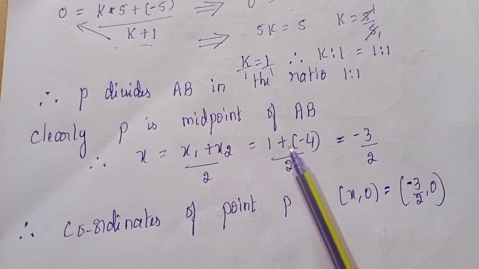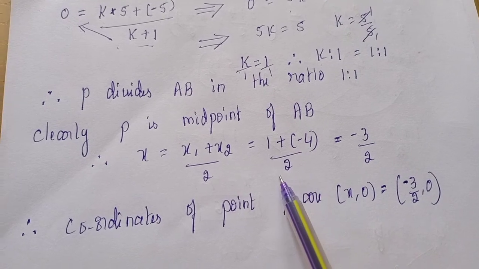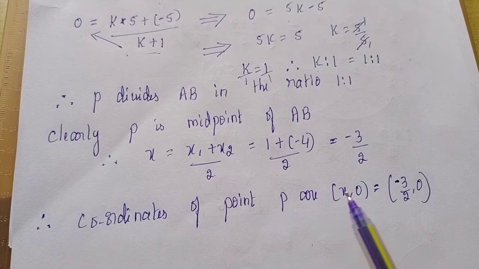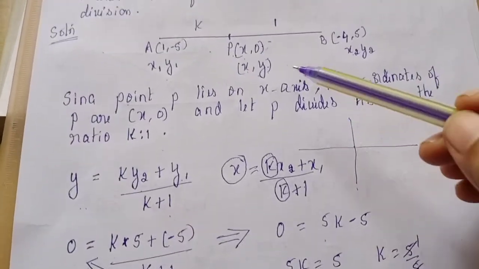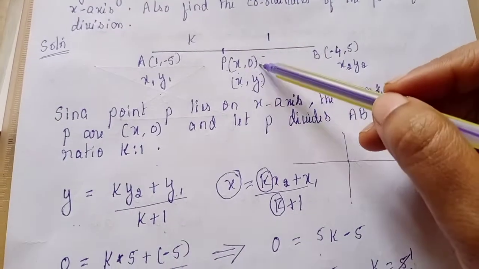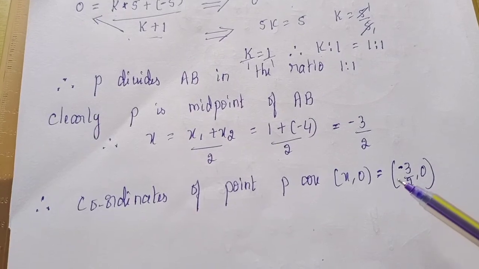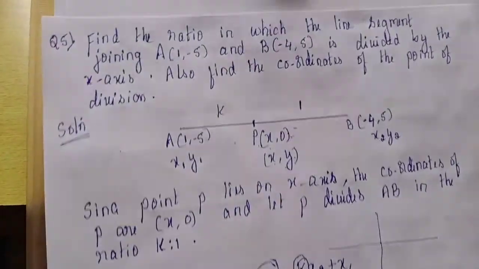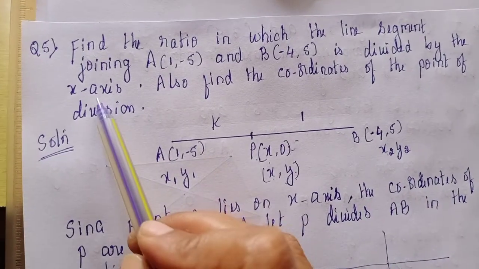x1 is 1 plus x2 is minus 4 divided by 2. So minus 3 by 2. So what are the coordinates of the point P? We have taken the coordinates of the point P as x comma 0. So we got x as minus 3 by 2 comma 0. So this question is based on the x-axis.